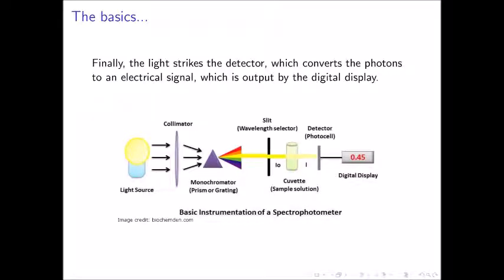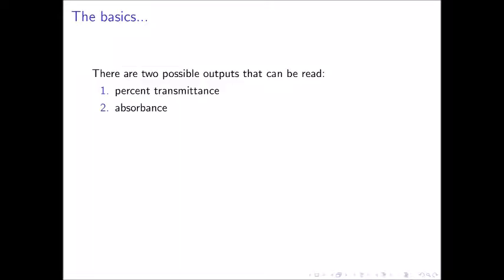Lastly, the light strikes the detector. This converts the photons of light to an electrical signal, which is then output by the digital display. There are two possible outputs that can be read. First is the percent transmittance.